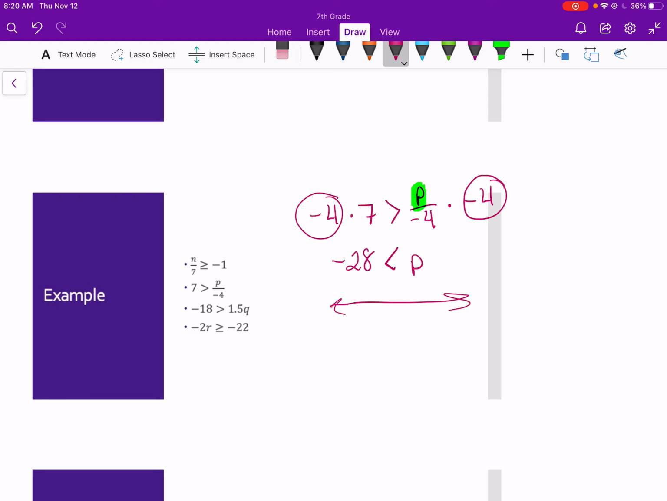Then let's go ahead and graph. So here's negative 28. I know it's an open circle because there's no equal to. And then I'm going to pick my favorite number of 0, and say, is negative 28 less than 0? Well, that's true, so I'm going to point towards 0.